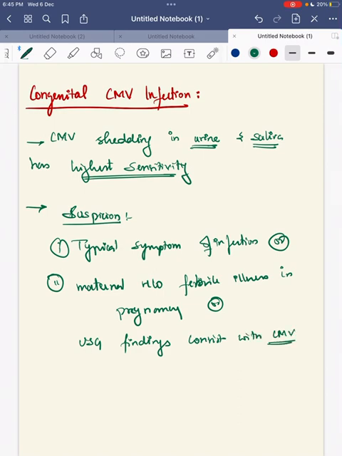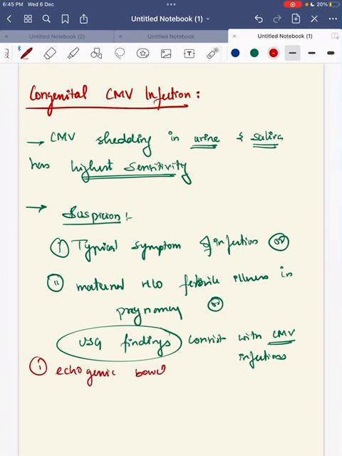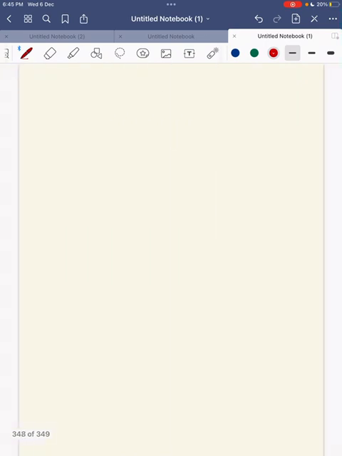So what are the USG findings that are consistent with CMV infection? One is when they have an echogenic bowel. Second, when they have intracranial calcification. So these are the 2 USG findings consistent with CMV infection. These are the suspicions when you have to do a laboratory investigation for the child for CMV infection.